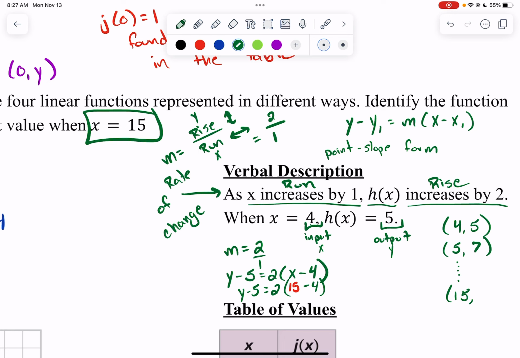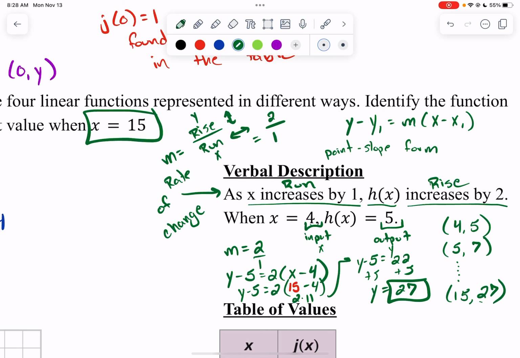Okay, so 15 minus 4 is 11. So I have 2 times 11. Sorry, I'm out of room. y minus 5 equals 22. Let's add 5 to both sides. y equals 27. So this would have the ordered pair (15, 27).